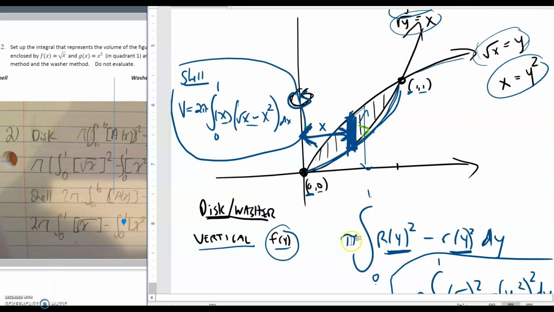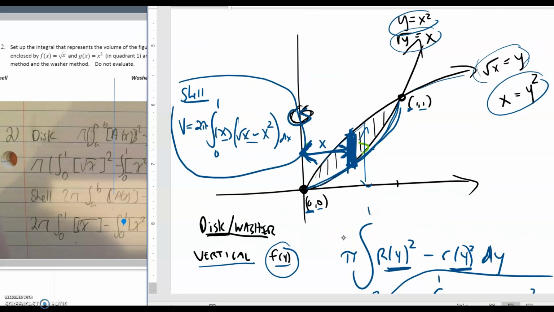If I'm doing the shell method and it's vertical, function of x, in this I need a function that represents the distance from the rectangle to the axis, and then I've got to multiply that by the height of this rectangle, because that's the guy that's going to get rotated around. It's going to make a bunch of shells. Okay, so I hope that clears things up.